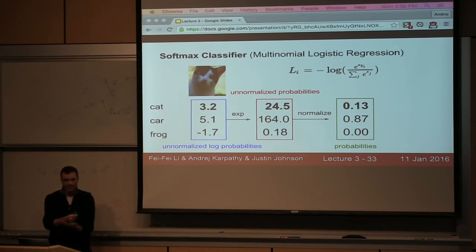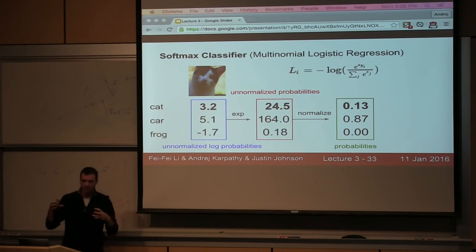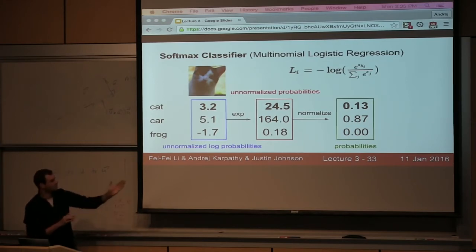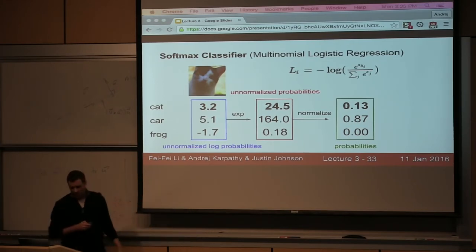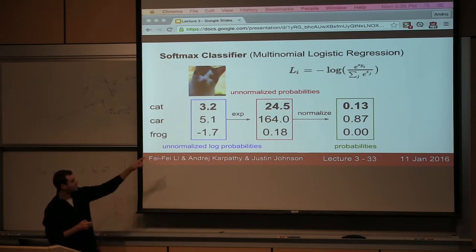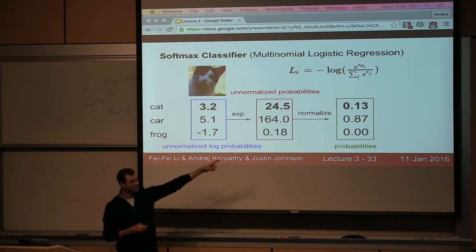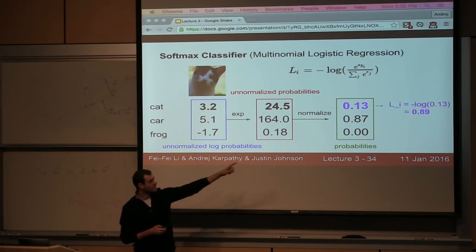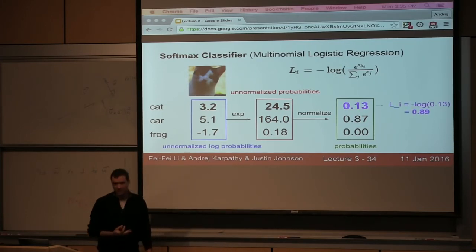Now normally in this setting, you want to maximize the log probability, because it turns out that maximizing just the raw probability is not as nice mathematically. So normally you see maximizing log probabilities, and so we want to minimize the negative log probability. The correct class here is cat, which only has a 13% chance under this interpretation. So the negative log of 0.13 gives us 0.89.